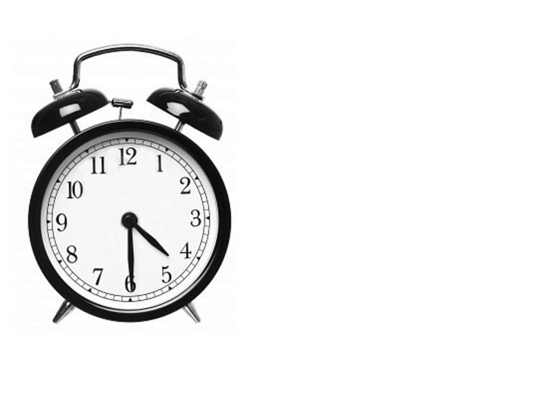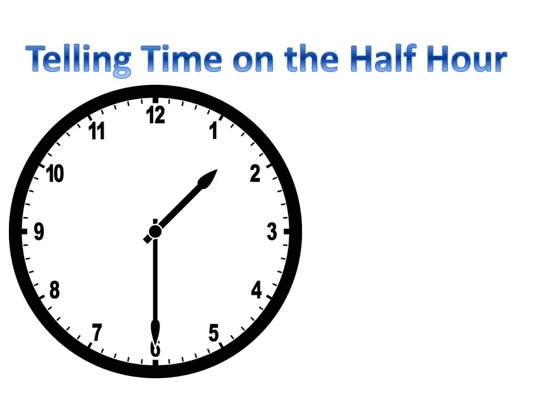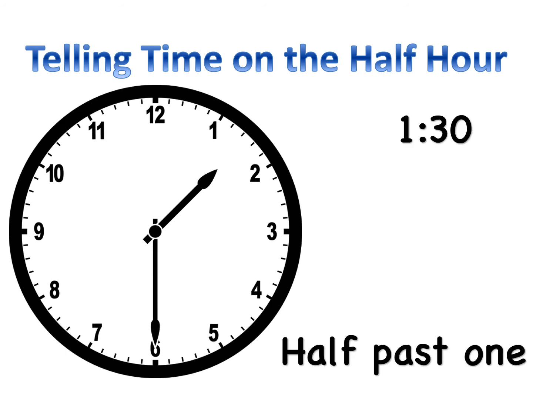Let's look at this one, boys and girls. The hour hand is between the 4 and the 5, and the minute hand, that's the long one, is down at the 6. What time is this? 4:30. Let's try another one. What time does this say, boys and girls? 1:30.